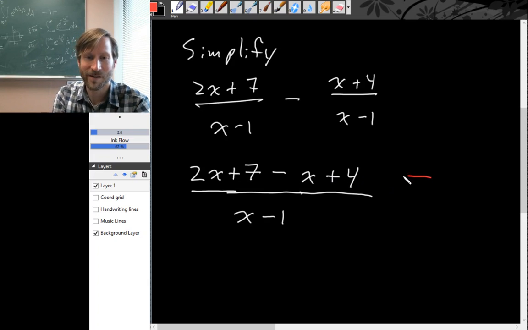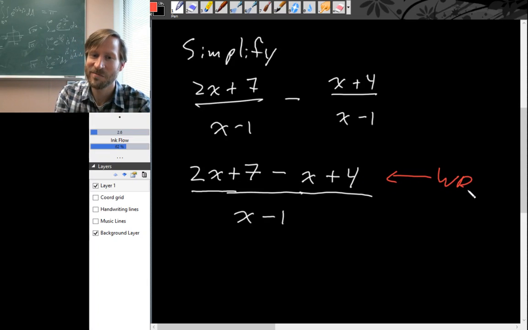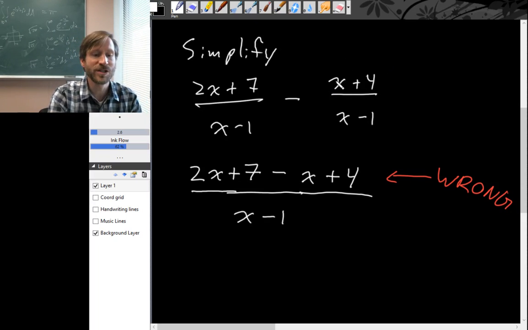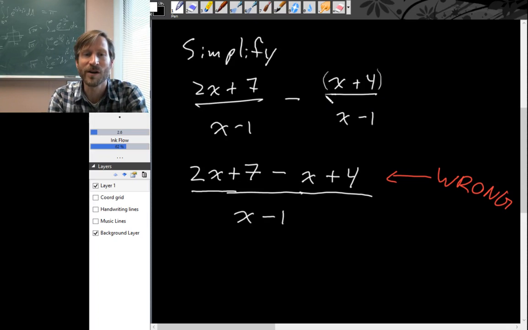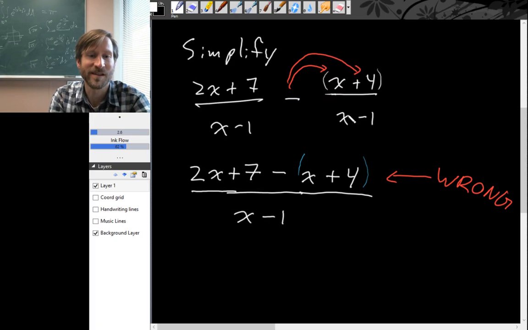And this right here, this is wrong. We've made that same mistake of not distributing the minus sign. Because in our original rational expression, this x plus 4, it's as if it has parentheses around it. The fraction bar groups this numerator together. So it's as if it has parentheses. And you can see if you write the parentheses, we need to distribute that minus sign. So when you're subtracting rational expressions, you need to distribute the minus sign.